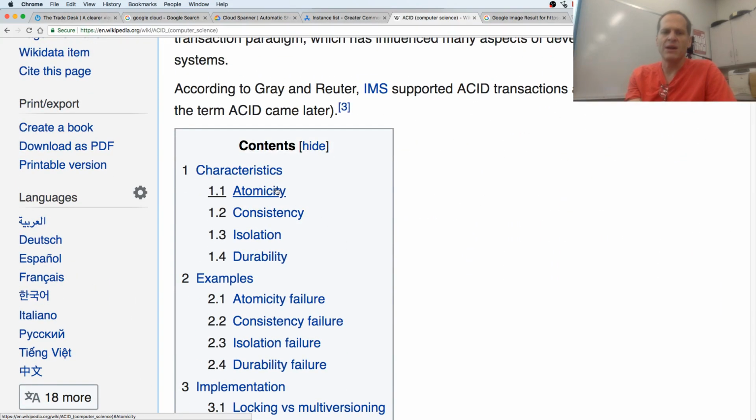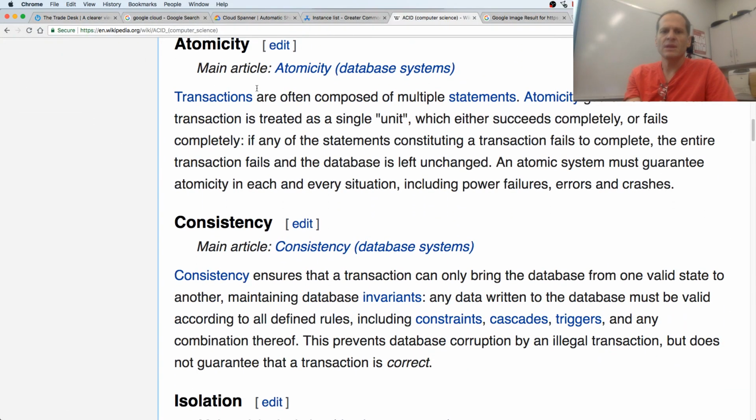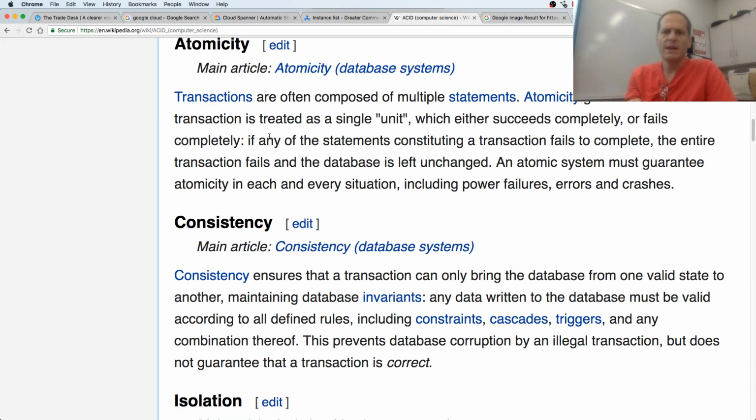Transactions are composed of multiple statements. Atomicity guarantees that each transaction is treated as a single unit, which either succeeds completely or fails completely. And that was the picture, right? Transactions are all or nothing. If any of the statements constituting a transaction fails to complete, the entire transaction fails and the database is left unchanged. An atomic system must guarantee atomicity in each and every situation, including power failures, errors, and crashes. Sounds like a good thing.